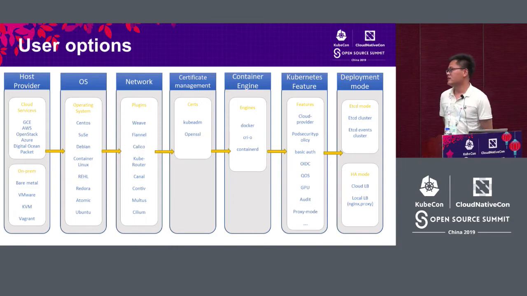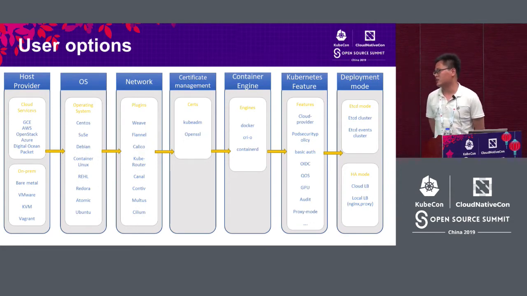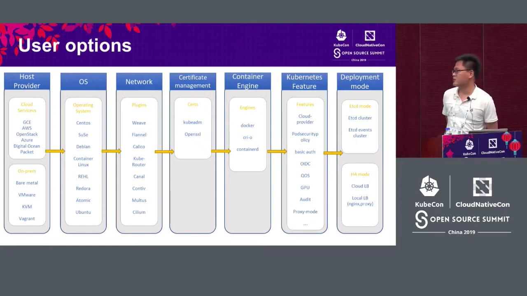As to deployment mode, for etcd deployment, if the number of nodes is more than 2,000, your etcd cluster will have a latency problem. You can divide it into 2 clusters. One is to store metadata, one is to store etcd event data. In this way, it will improve the performance of etcd.